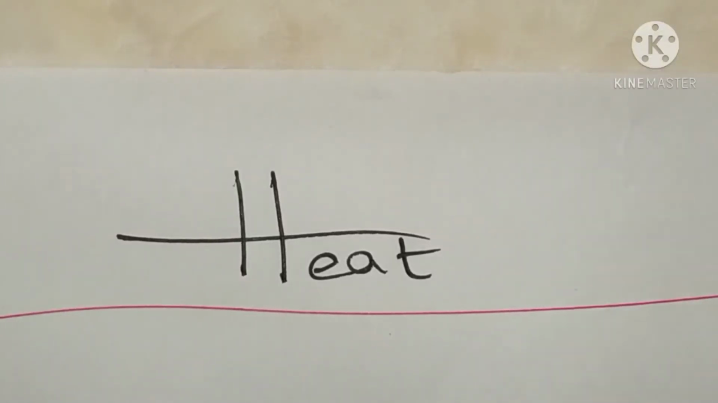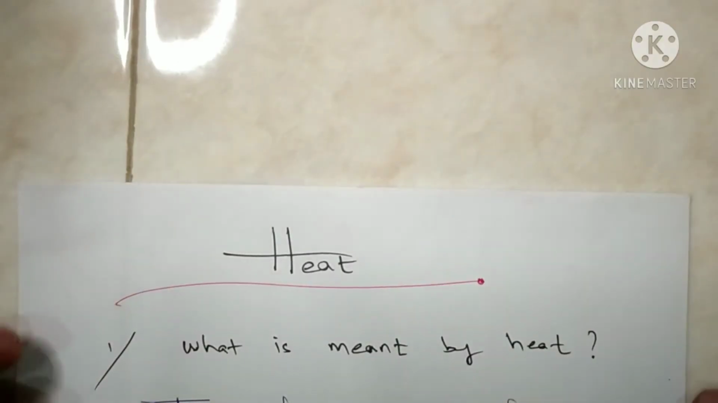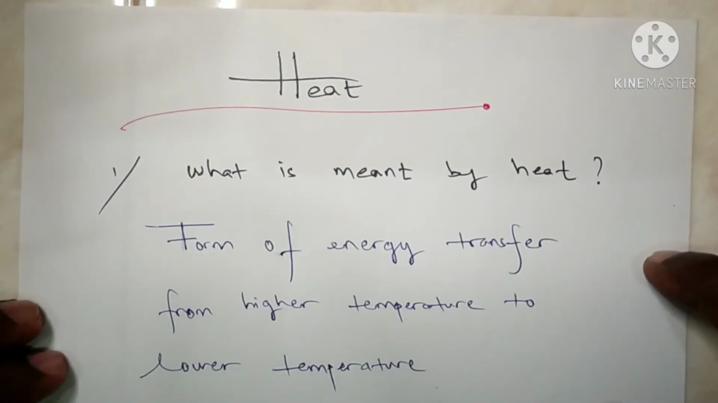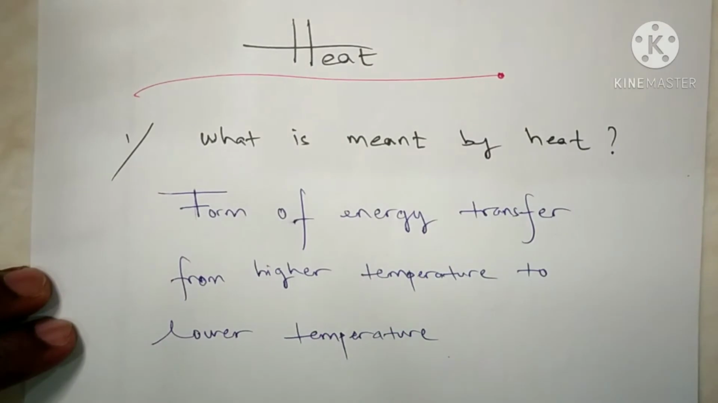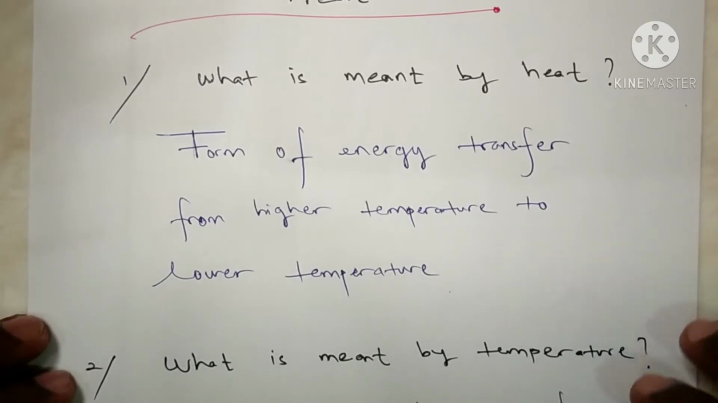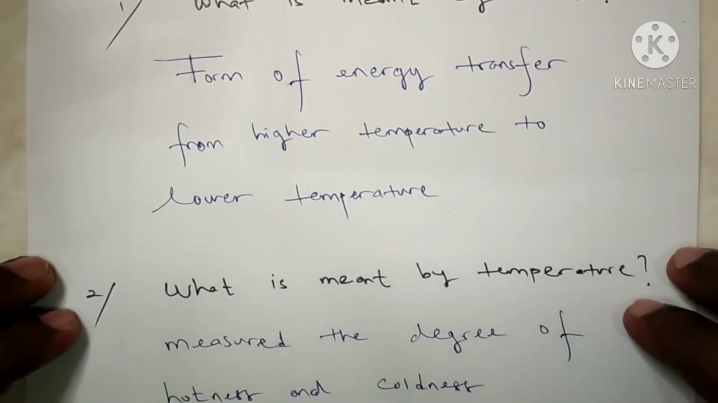Hi all, let us heat up our life by understanding what is meant by heat. Heat is a form of energy transfer from higher temperature to lower temperature. Everyone knows that heat is related to temperature. What is meant by temperature? Temperature measures the degree of hotness and coldness.